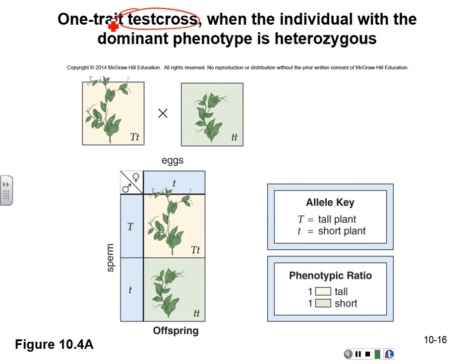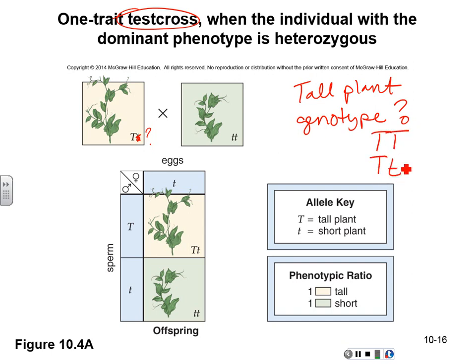Next I want to mention something called a test cross. Sometimes you don't know what an individual is, what their genotype is. So let's just say, in this case, I'm going to cross this out, and I'm going to put a question mark. If you're a tall plant, your genotype can be what? This means you're tall, and this means you're tall, right?